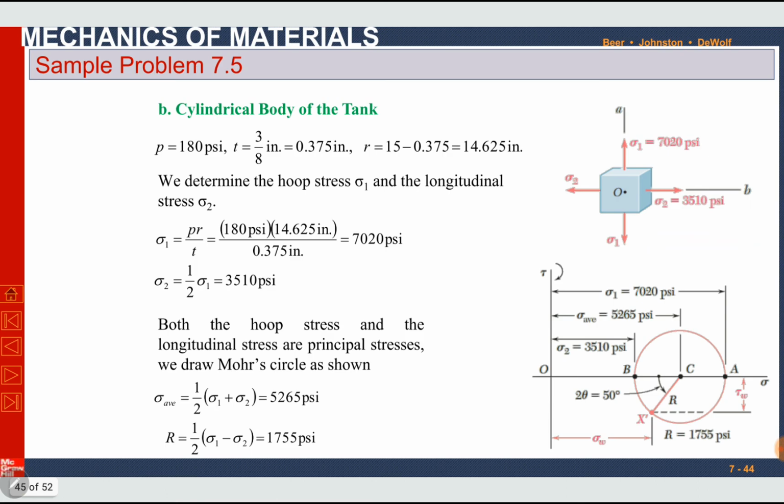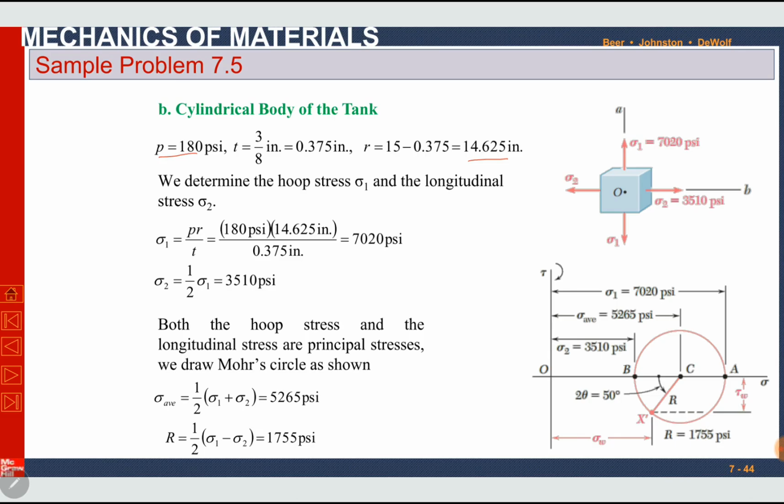Okay, P is again the same. Thickness of the cylindrical portion is 3/8 inches. Internal radius is external radius minus thickness of the cylinder, so it is 14.625. It is different for cylinder and sphere in this case, remember, because thicknesses are different.